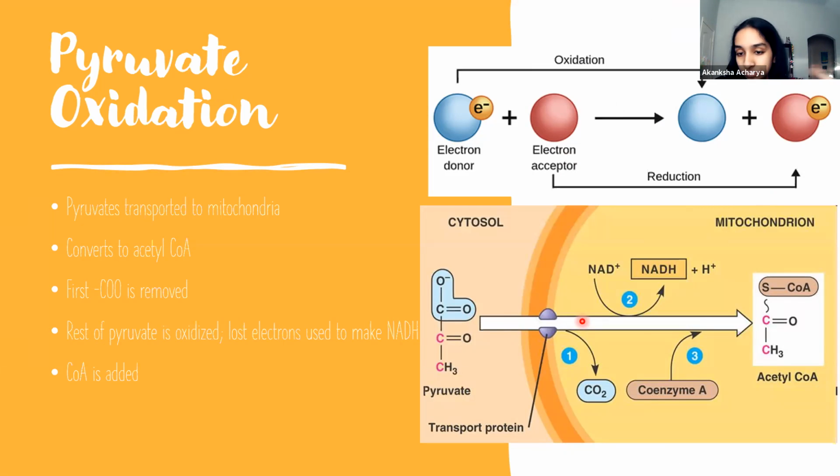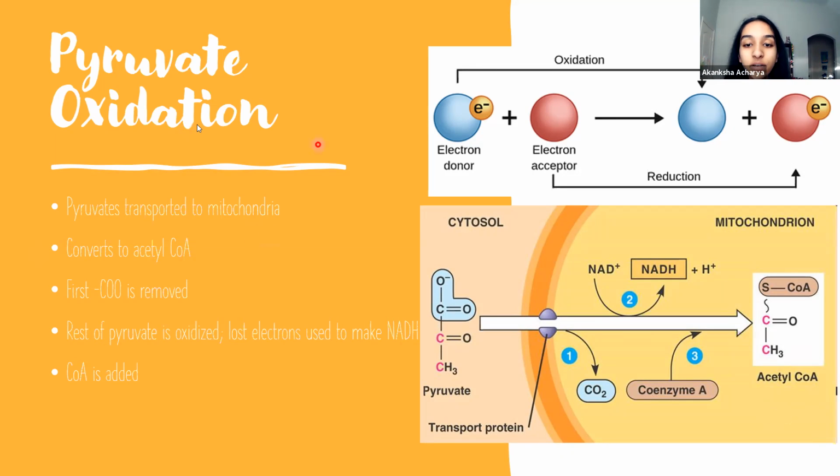Bye-bye cytosol. And there are 3 main things that happen to this pyruvate molecule to get our final goal, which is acetyl-CoA. So glycolysis, we converted glucose to pyruvate. Pyruvate oxidation, we're going to convert pyruvate to acetyl-CoA. Glucose to pyruvate, pyruvate to acetyl-CoA. And first thing that's going to happen, pyruvate's transported to the mitochondria.